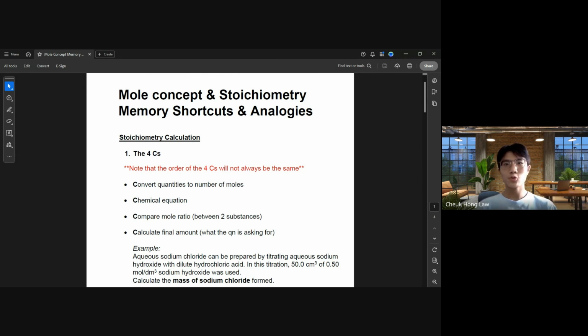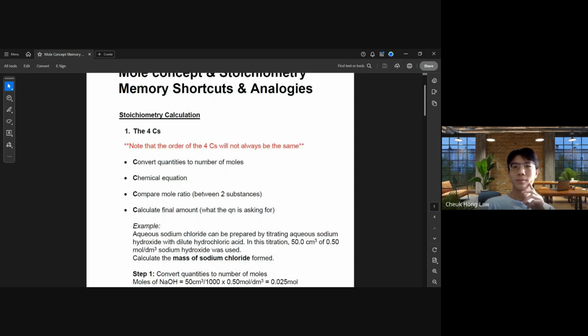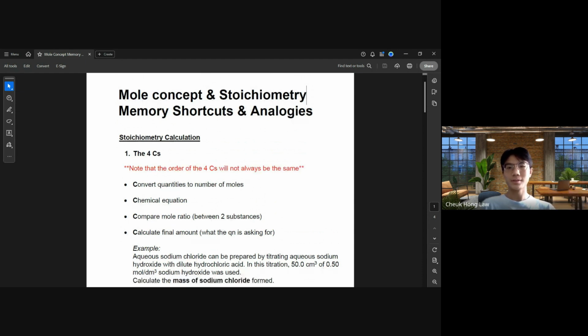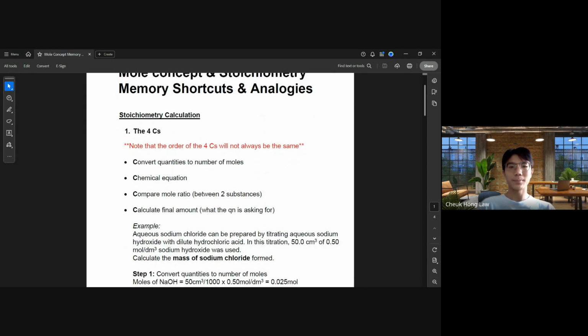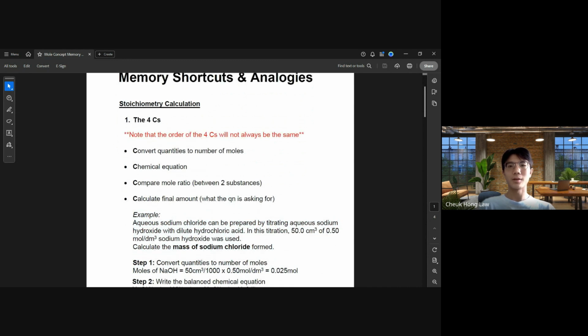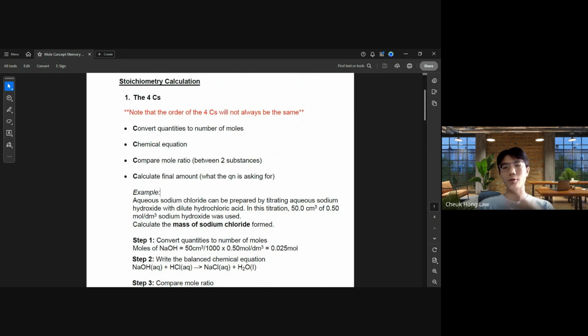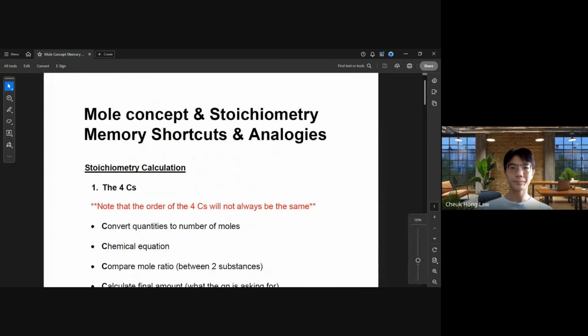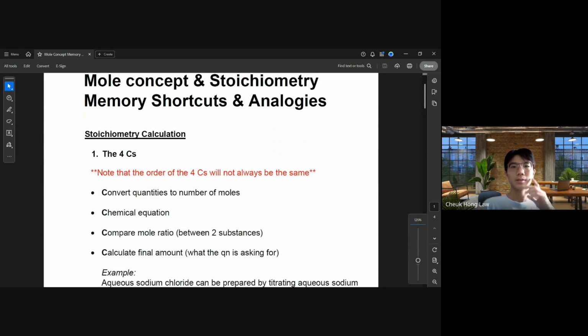All right, so I'll be going through the memory shortcuts and analogies for mole concept and stoichiometry. This will help you understand the mole concept and the calculation questions better, and how you can actually solve them easily. There will be examples for every memory shortcut or analogy, so you can see how to apply it to the question. So let's start with stoichiometry calculation.